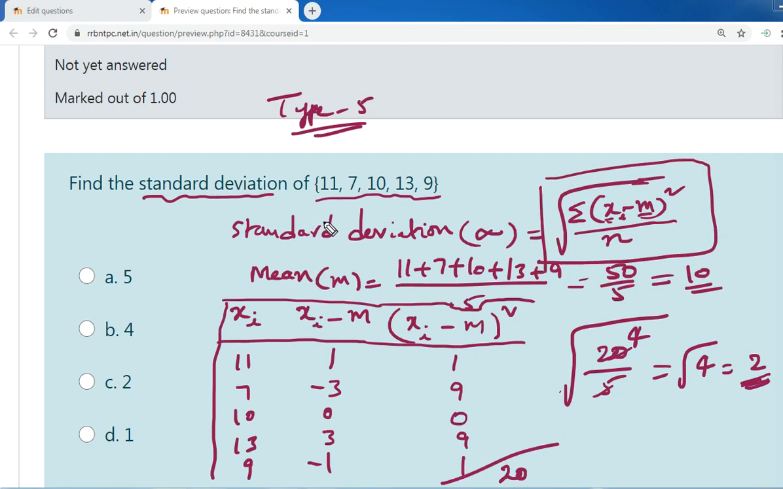Several questions have been given previously in NTPC as well as Group D like this. So you need to remember this formula for finding out the standard deviation, as well as you need to know how to calculate the mean, how to make the table, and then how to substitute in the formula. Then only you will get the correct answer. Okay. Hope you understand this concept. Let us go for type 6.